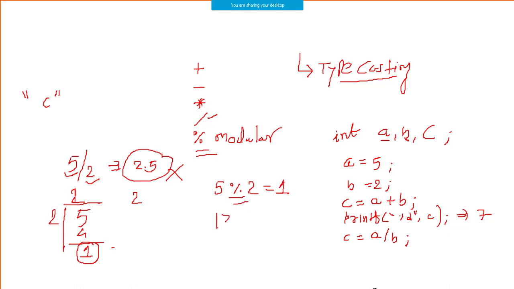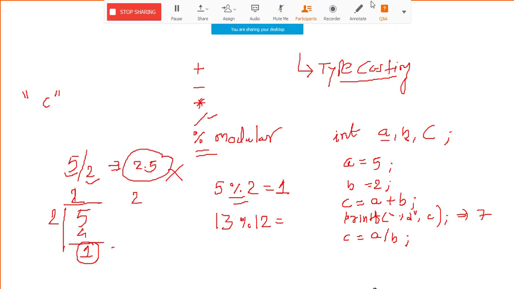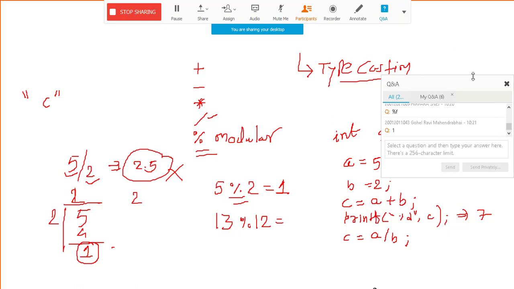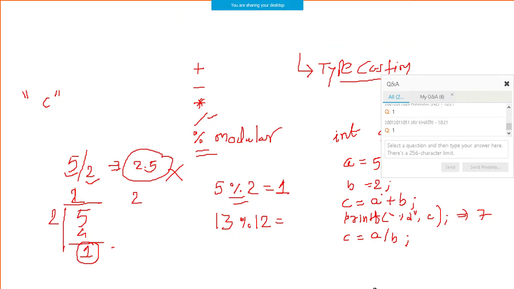Similarly, if I do 13 modulo 12, what is going to be the answer, friends? Each one of you needs to write an answer. Yes, 13 modulo 12 is going to be 1, right? Very good. Now suppose I write 12 modulo 13. What is the answer? Let me write again. I am writing 12 modulo 13. What is the answer?